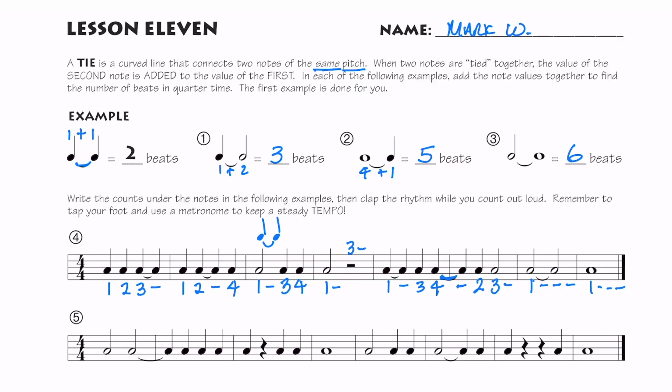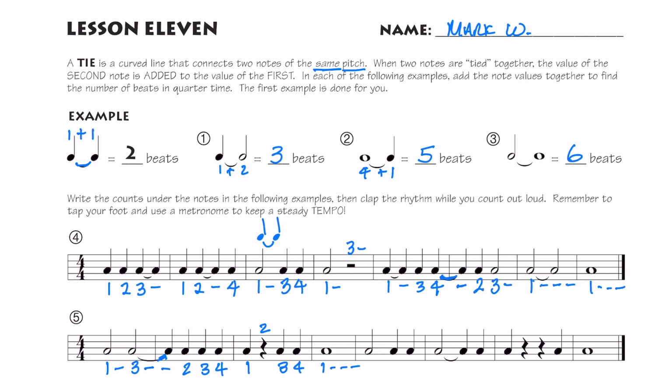All right, let's look at number 5. We're going to do basically exactly the same thing here, writing the counts in under the notes. 1, dash for 2, 3, dash for 4. So now I'm tied to this count here. That's a dash, which is 1, 2, 3, 4. 1, rest on 2, 3, 4, 1, 2, 3, 4.